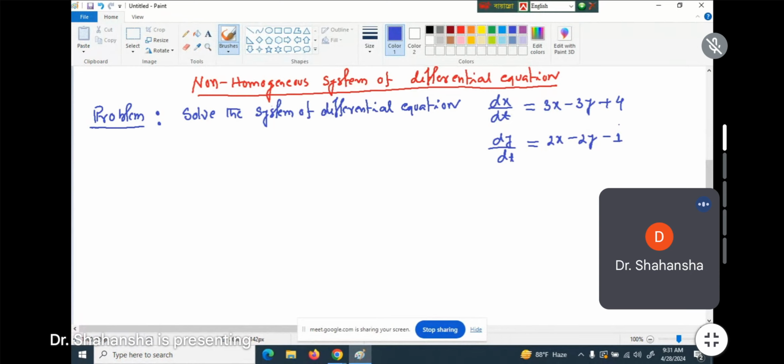Can anyone tell me how many variables are here? Two variables. What are the two variables? X and Y, and t. What is the position of t? Here there are three variables: x, y, and t. What is the dependent variable here, friends?